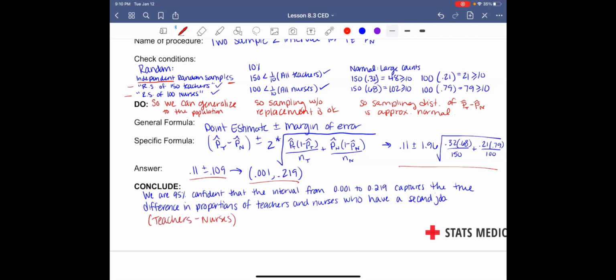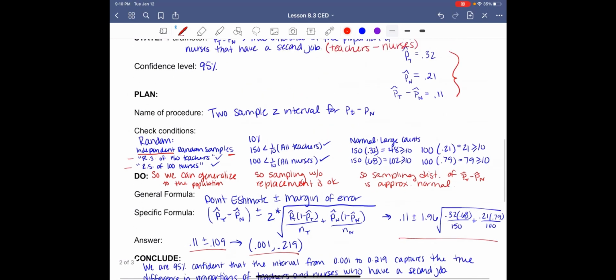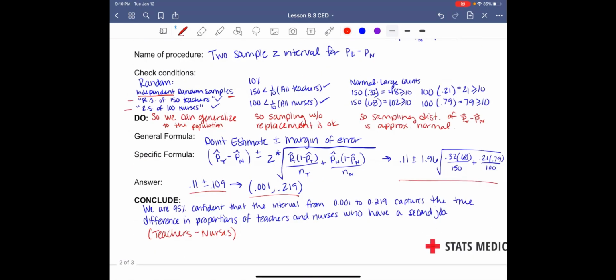And if I were asked a follow-up question about if we have convincing evidence of a difference, we do, just barely have convincing evidence. So we have a positive interval, which means the first proportion is greater. So we do have convincing evidence that there is a higher proportion of teachers with a second job than nurses. That is often a follow-up question to a confidence interval on the AP exam. So that would be helpful for you to be thinking about that also.